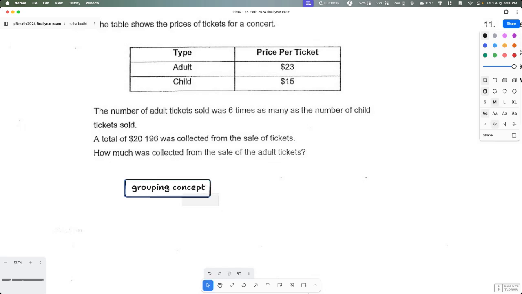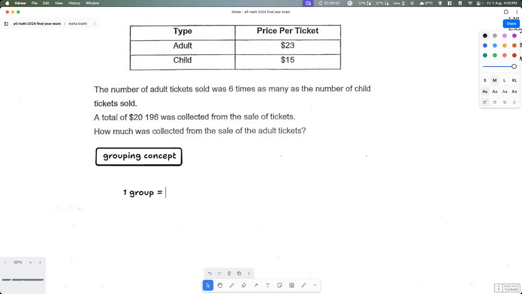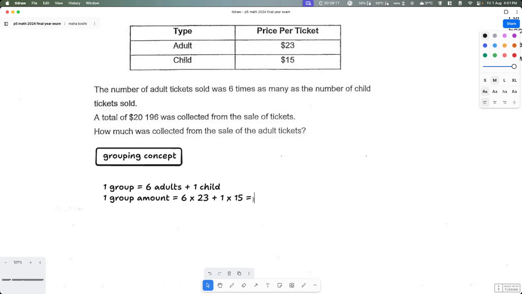So what this means is that we know that the adult tickets sold were 6 times as many as the child tickets. So one group is equal to 6 adults plus one child. That's what this means, right? So one group total is equal to 6 adults, which is 6 times 23, plus one child, which is 1 times 15. Let's use our calculator. 6 multiplied by 23 plus 1 multiplied by 15. This will give us $153.